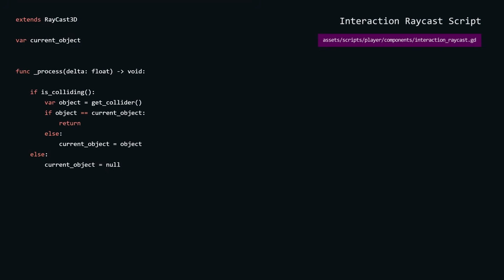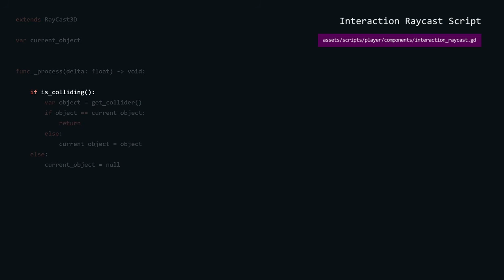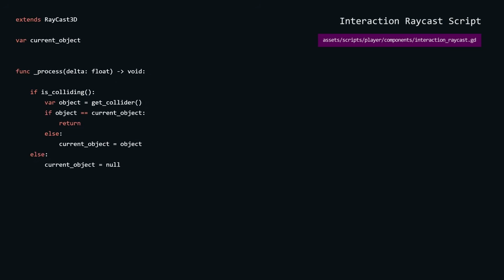We'll create a new interaction raycast script that will simply detect what object the raycast first collides with within our parameters. Within the process function, we check if colliding, and if true, we set object to our get collider function, which returns the first object the ray intersects.